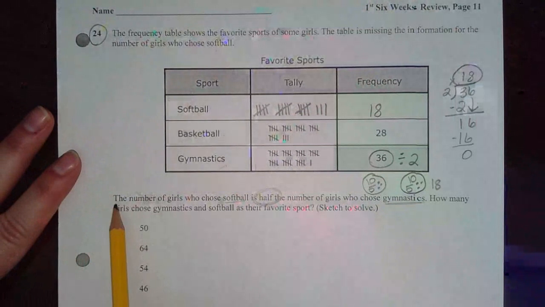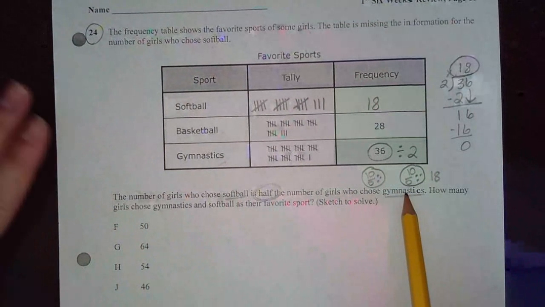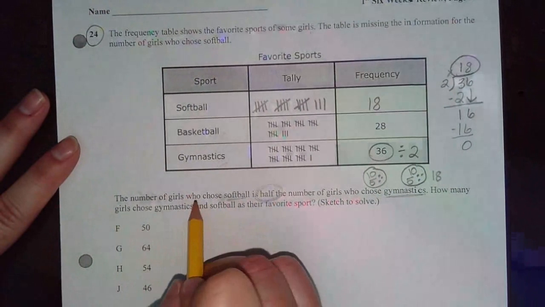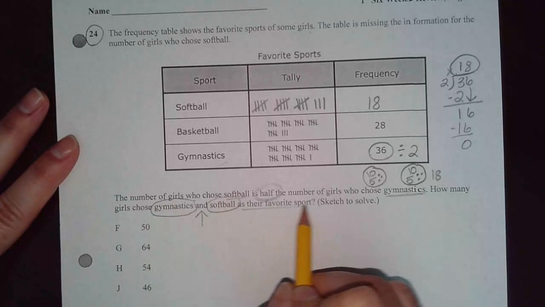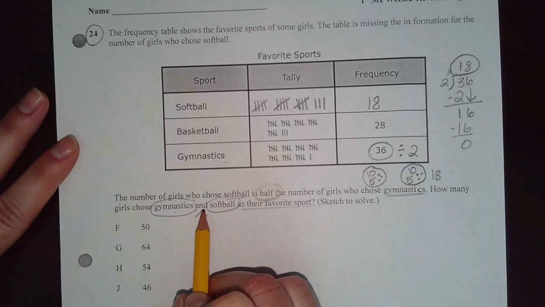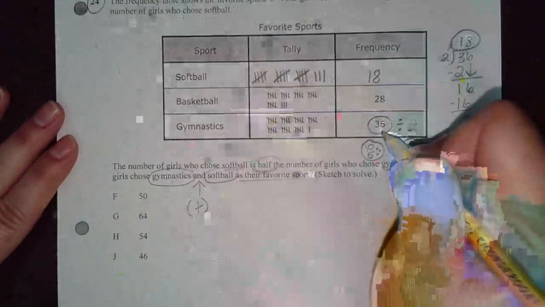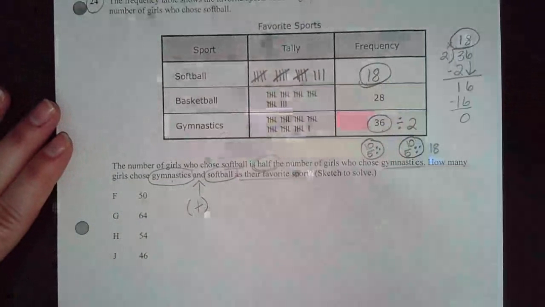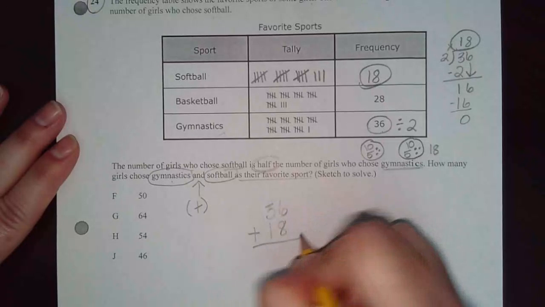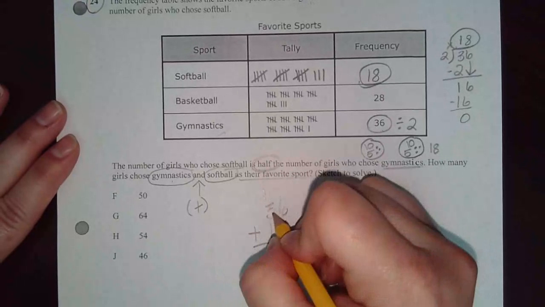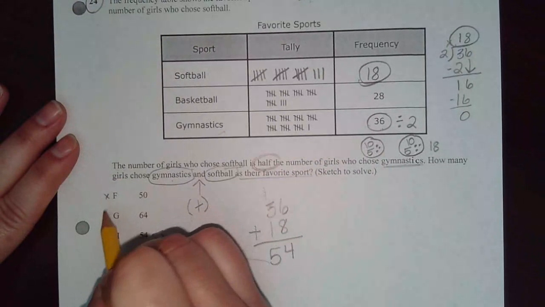All right. So the number of girls who chose softball is half the number who chose gymnastics, which we found out was 18. How many girls chose gymnastics and softball as their favorite sport? Well, if I want this and that, we need to combine them. So we need to add. So here's gymnastics and here's softball. I located my numbers. So 36 plus 18. 8 and 6 makes 14. 3, 4, 5. So 54. There is your 54.